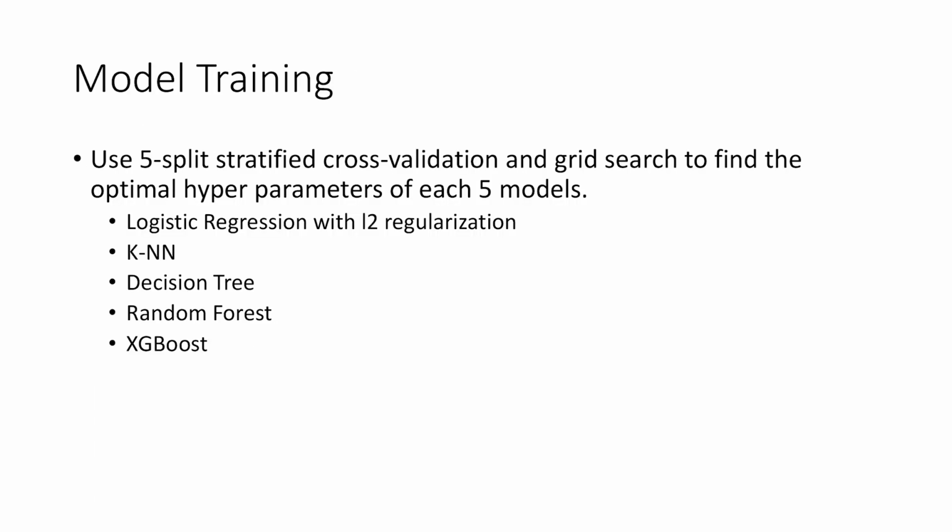In the model training phase, we apply 5-fold stratified cross-validation and grid search to find the optimal hyperparameters for each of 5 models. The 5 models include: the first one is logistic regression with L2 regularization. Number 2, k-nearest neighbor. Number 3, decision tree. Number 4, random forest, and lastly, XGBoost.